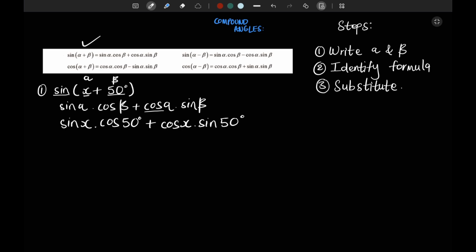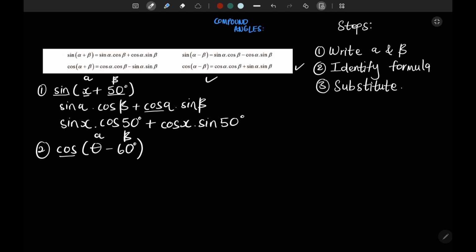Let's try the second example. Let's try to solve cos theta minus 60 degrees. What's the first step? Write alpha and beta. In your bracket, this is your alpha and that is your beta. Okay? Step 2, identify the formula. This is basically cos alpha minus beta. Where's cos alpha minus beta? There is cos alpha minus beta.